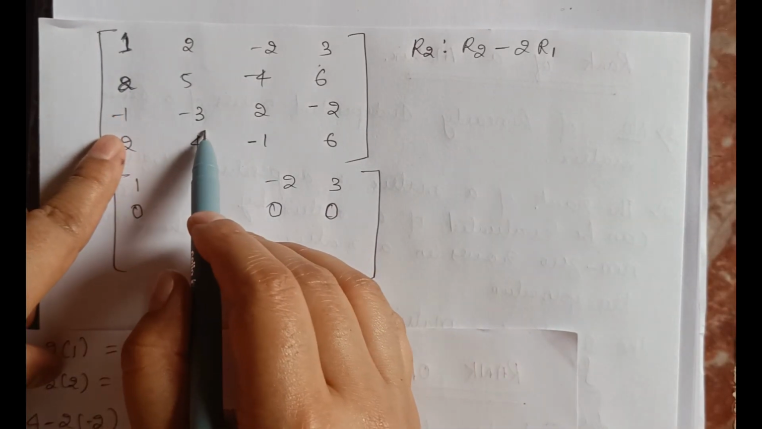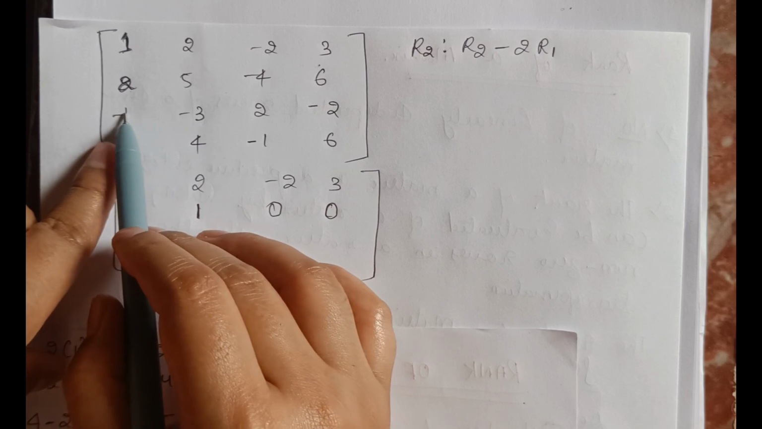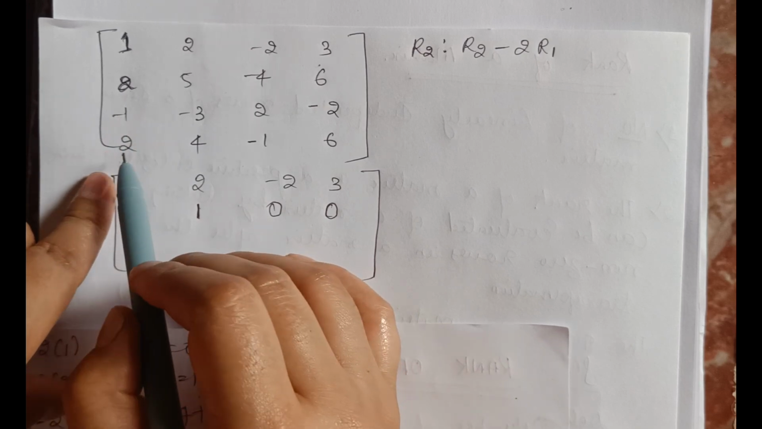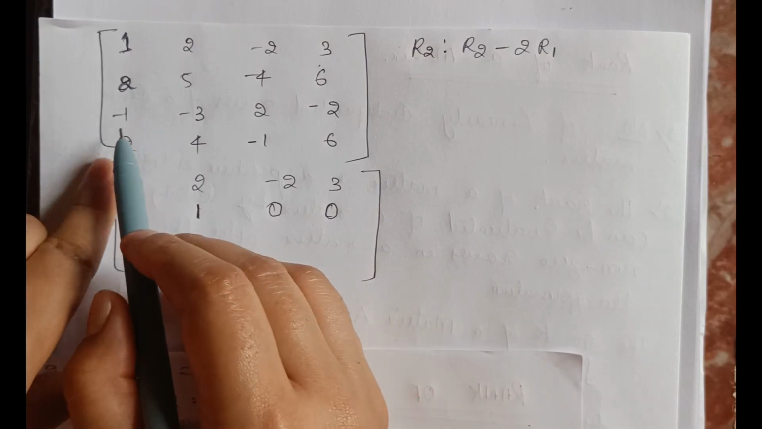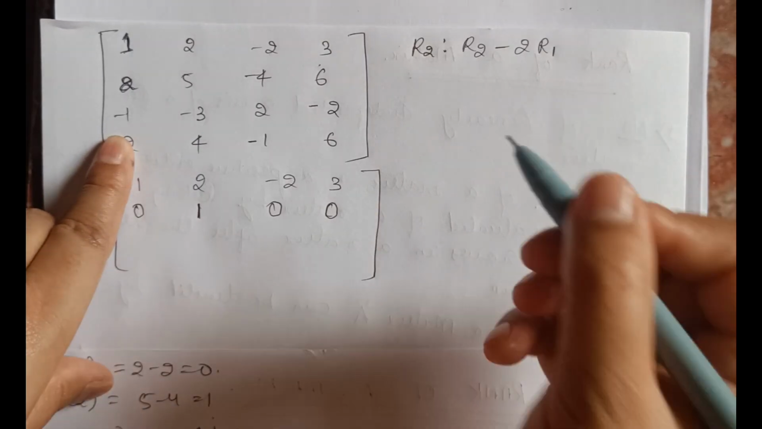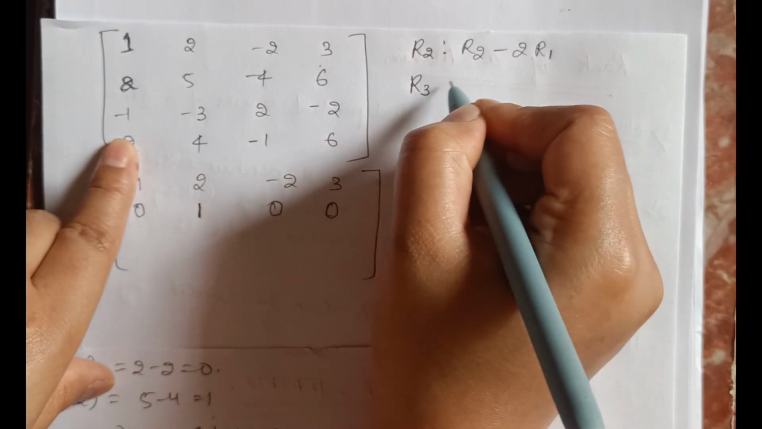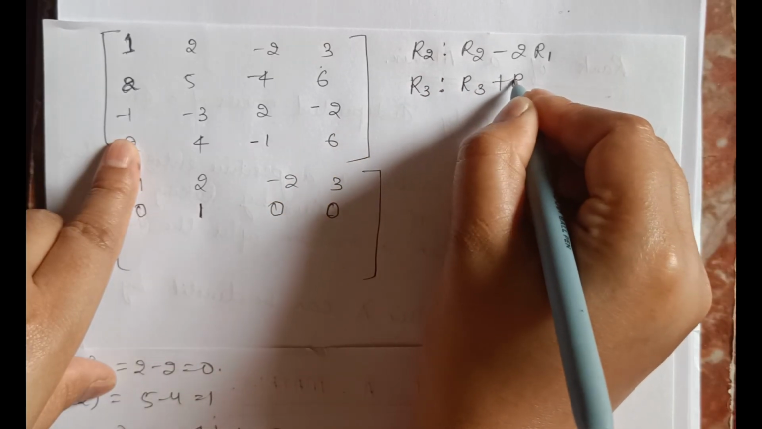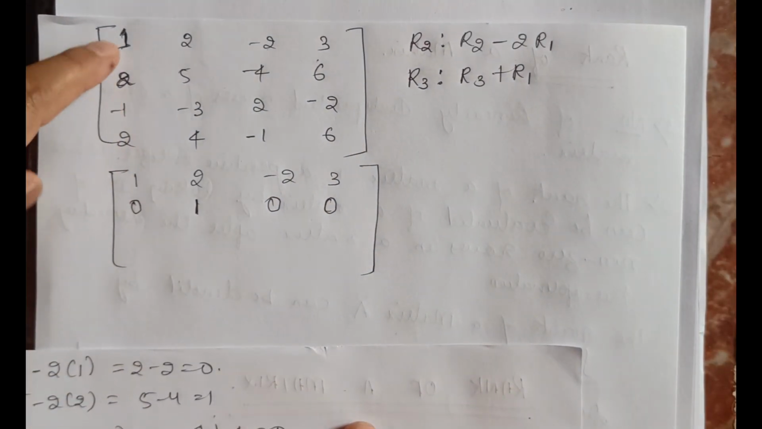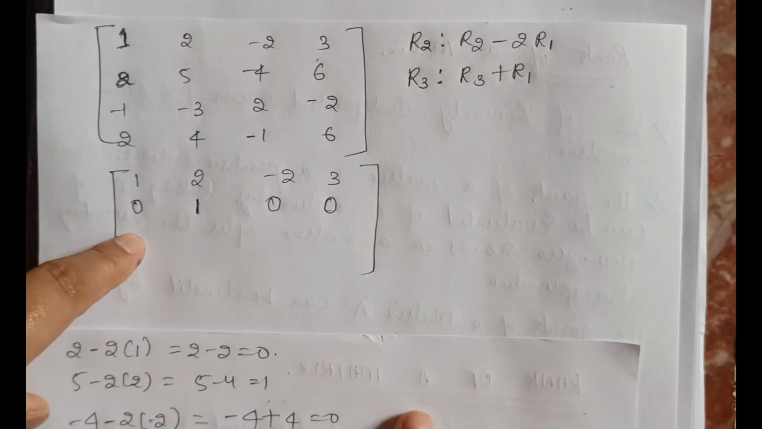Now here I want 0, right? I want 0 here, I want 0 here, according to my echelon form, in order to achieve my echelon form. So let's perform some operations on R3 itself. So R3 changes to R3 plus R1. If I do R3 plus R1, it will give me 0, right?